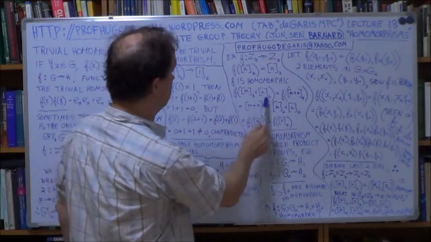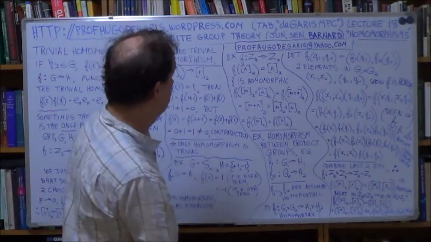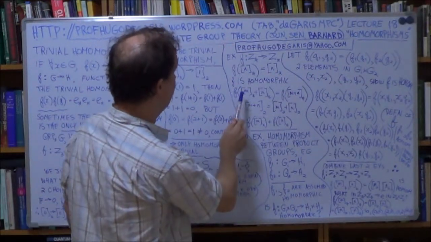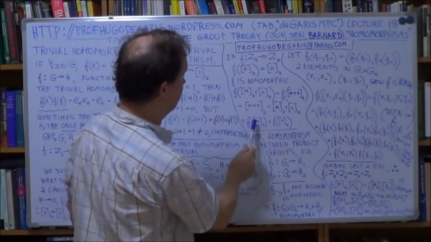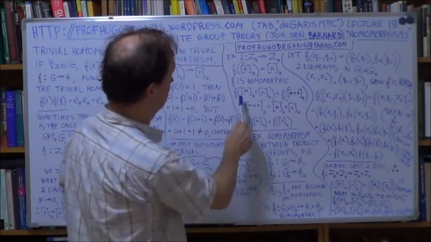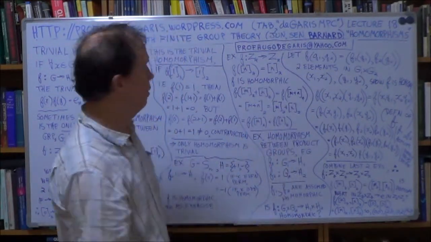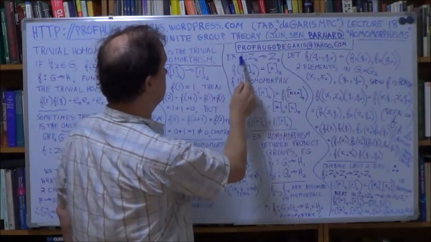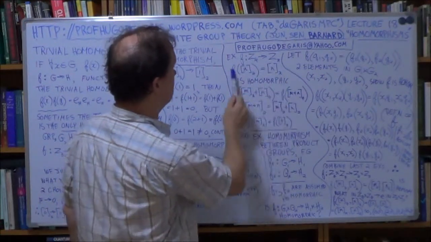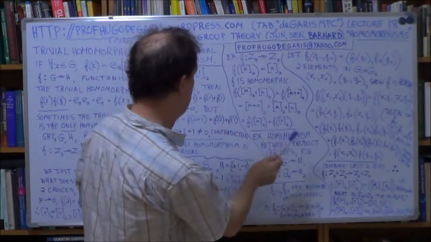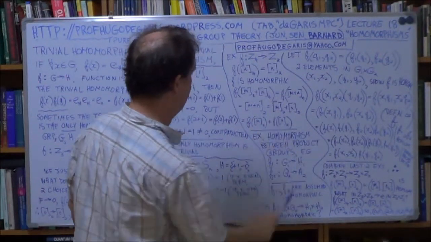Well, that means this is that. So f of m + n is f of m plus f of n. Right? So that is that, and therefore this function is homomorphic, because that equals that.